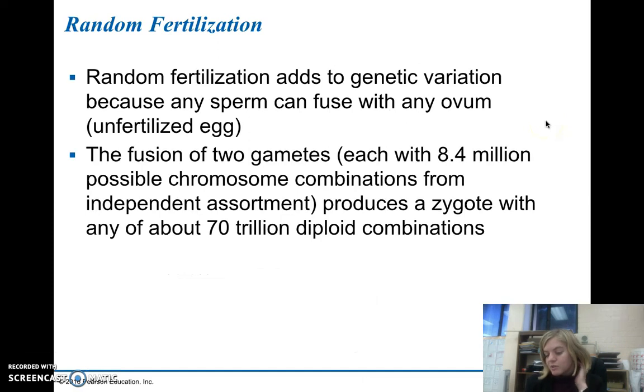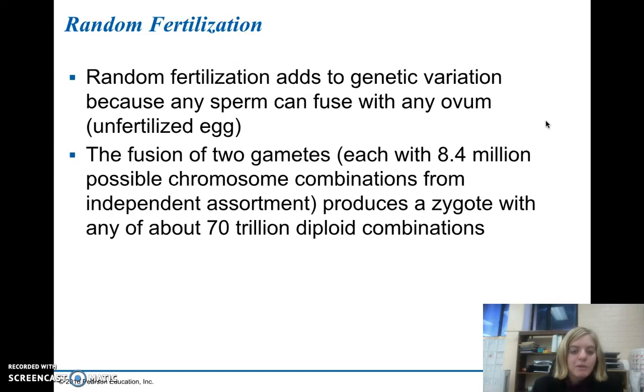Finally, the third contributor to genetic variation is probably the simplest to understand, and this is called random fertilization. So this basically means that any sperm can fuse with any unfertilized egg, which is called an ovum, and there's no rhyme or reason dictating how these sperm and egg come together.